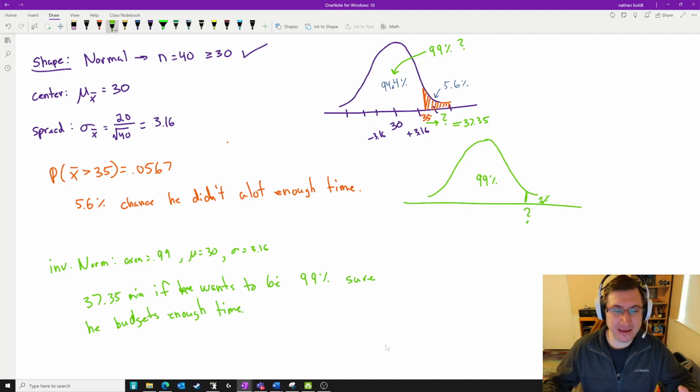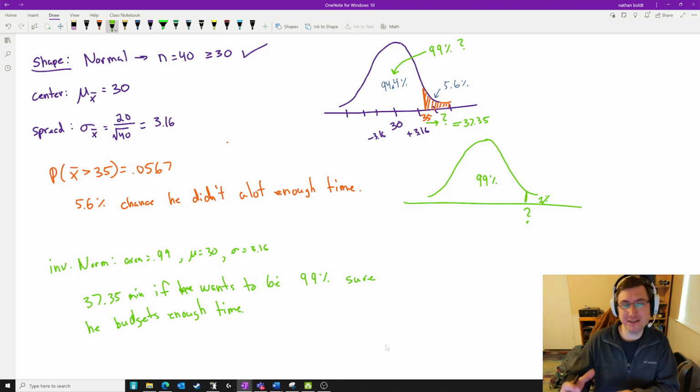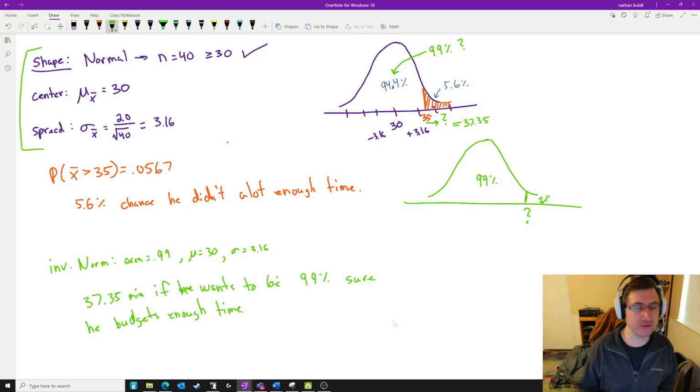All right, there we have it, everybody. Again, not new skills, I'm hoping. Normal CDF, we've done that. We've done all that. The new stuff here is just describing the distribution. When is it normal? And what is the new standard deviation for sample sizes of a certain size.